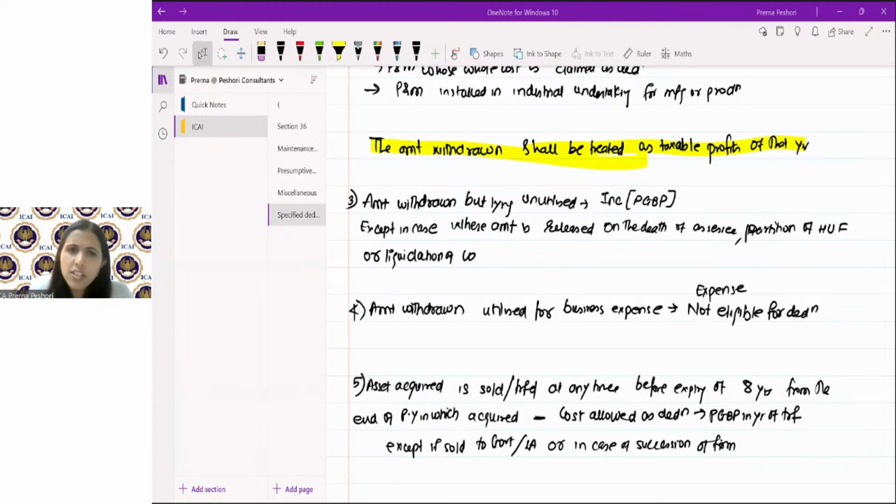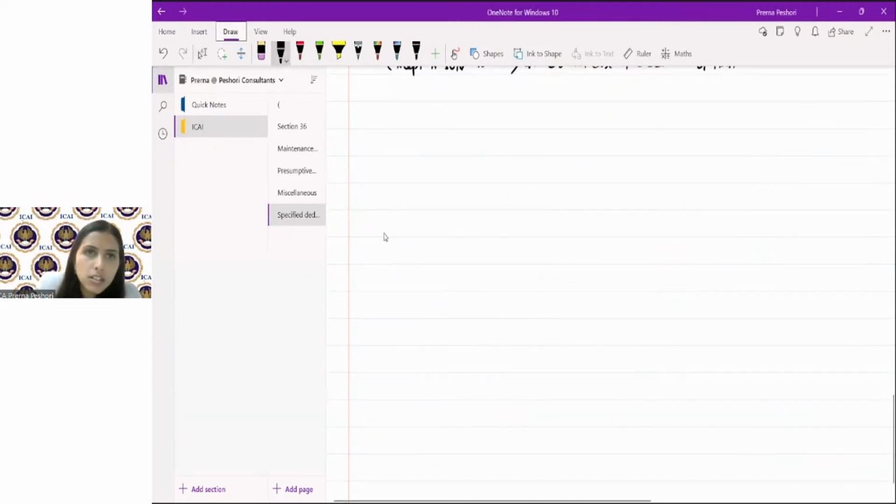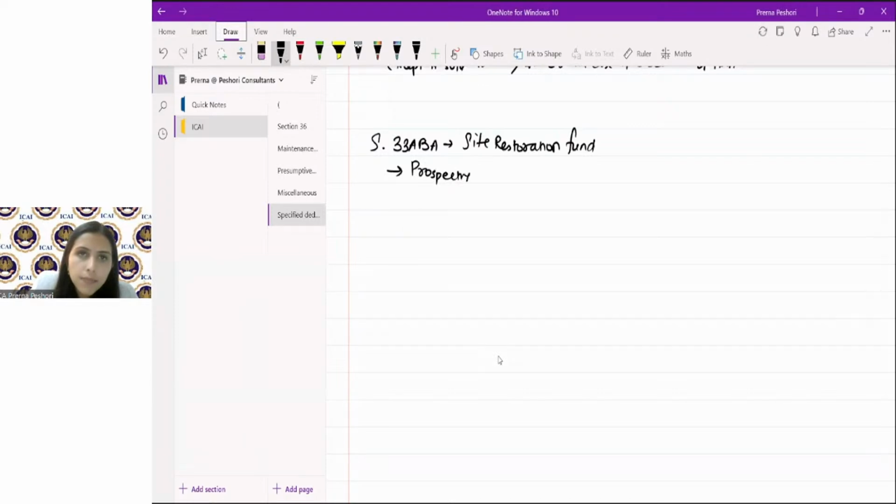Similarly, there is also a similar deduction under section 33ABA for the site restoration fund. Now, this particular 33ABA is for the business engaged in the prospecting, extraction, or production of LPG or natural gas, right?